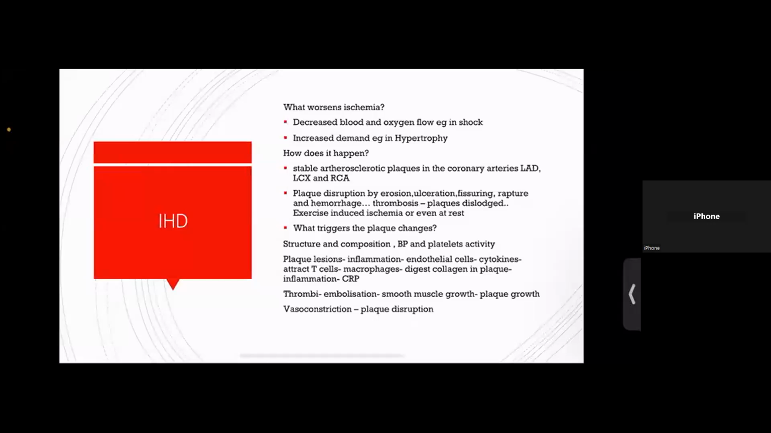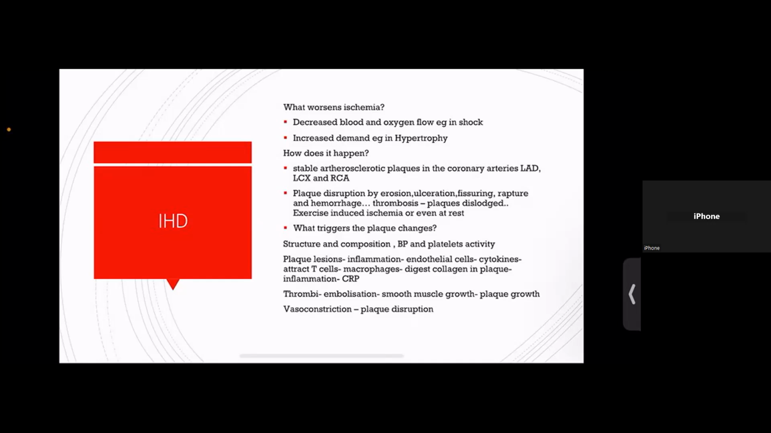So a person has been normal, but then all of a sudden, during exercise, these plaques get dislodged, okay? When they get dislodged, this is what we refer to as exercise-induced ischemia. Sometimes it can even happen at rest because we are forming very large plaques, and these plaques get dislodged and block the coronary arteries. The coronary arteries supply the myocardium, and now the supply is no longer there. So what happens? We have myocardial ischemia.